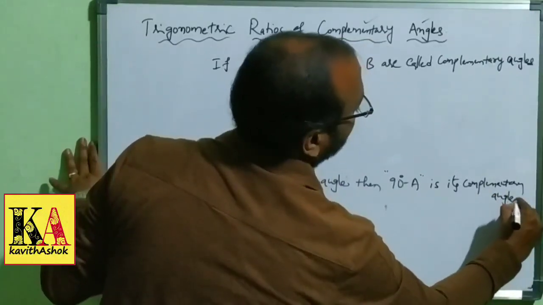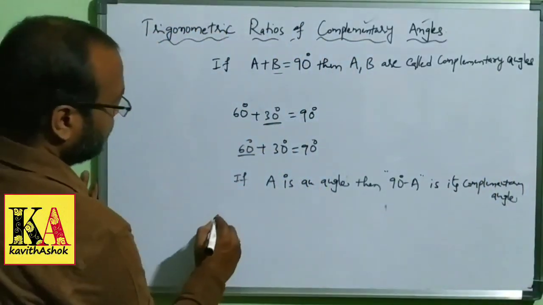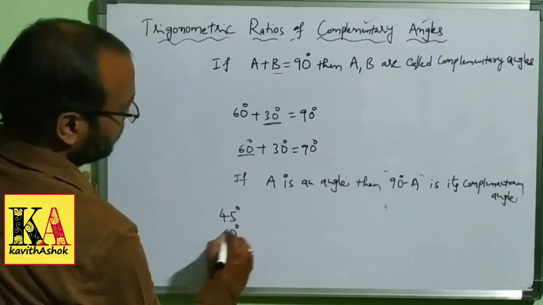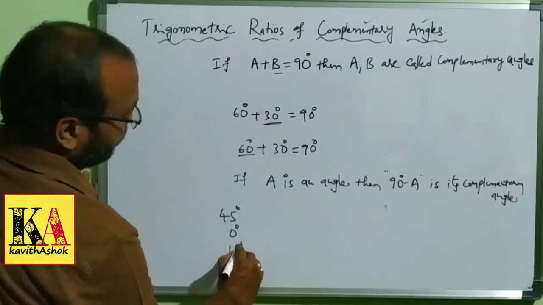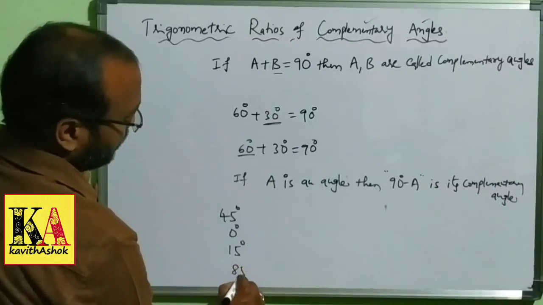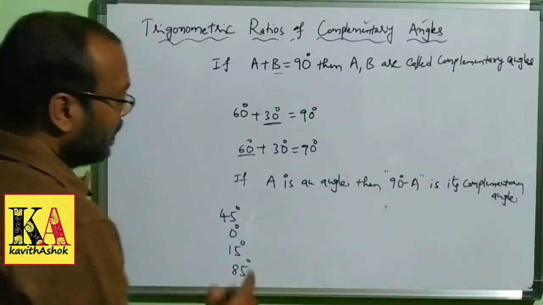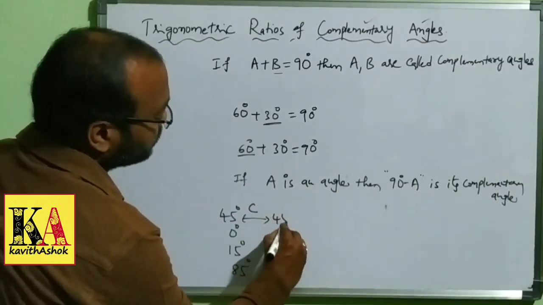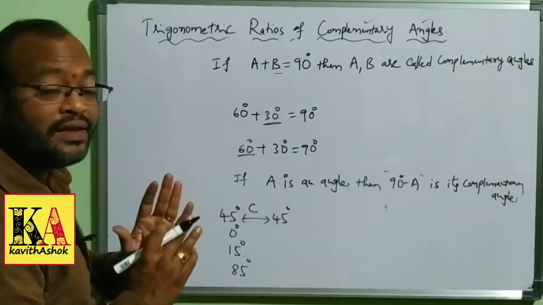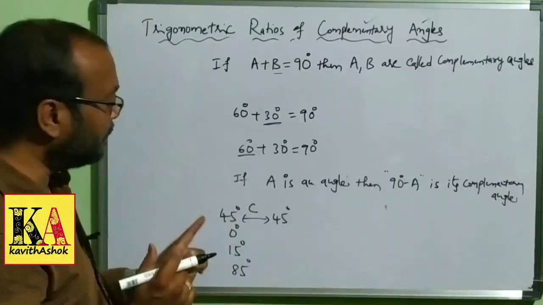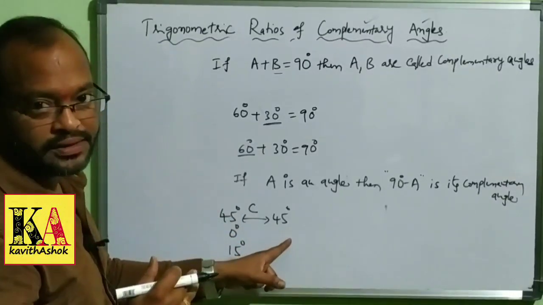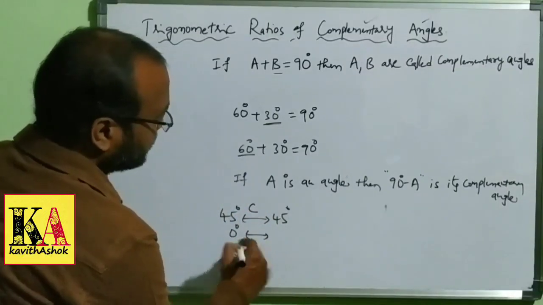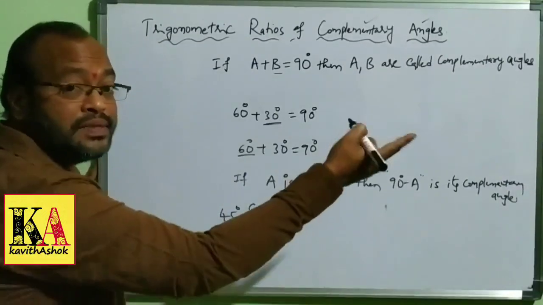Complementary angle. Suppose here 45 degrees is there, 0 degrees is there, 15 degrees is there, 85 degrees is there. What is the complementary angle of 45 degrees? 45 degrees only. So 45 degrees itself is the complementary angle to 45 degrees. Is it clear? This is a very important bit.